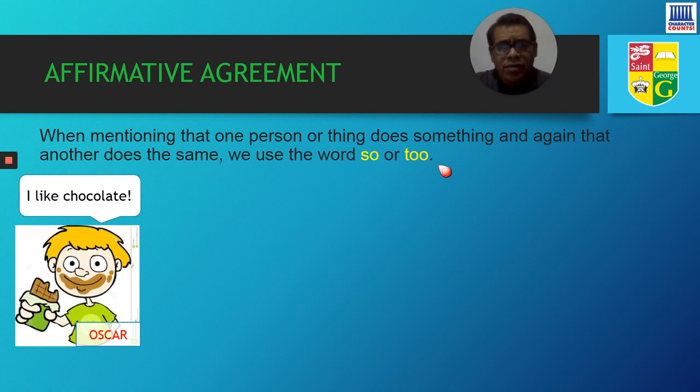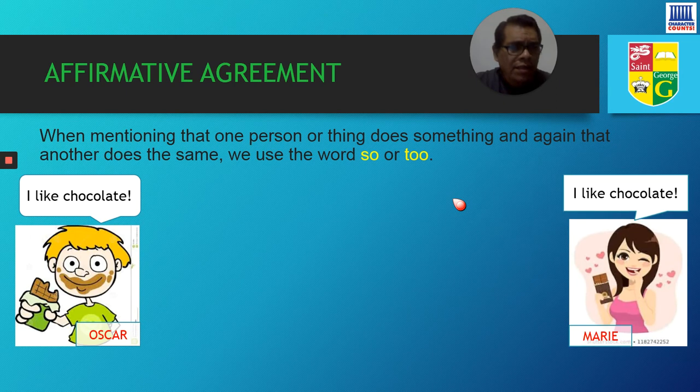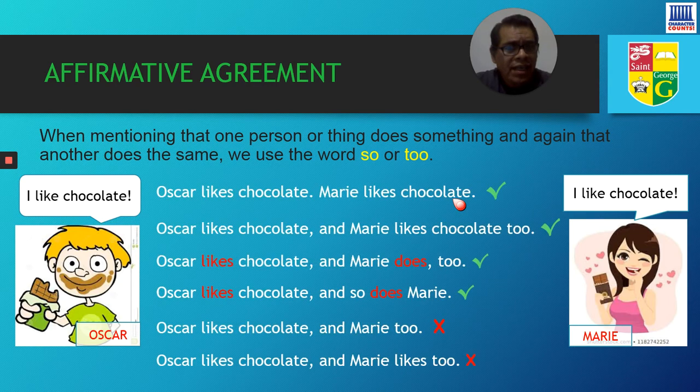Here you have in the picture that Oscar says, I like chocolate. And we have Mary that says, I like chocolate. We can have two separate sentences. Like in the first example, we have Oscar likes chocolate and Mary likes chocolate. Perfect. But now we have to combine these two sentences. And we have Oscar likes chocolate and Mary likes chocolate too. Two full sentences joined by the word and.